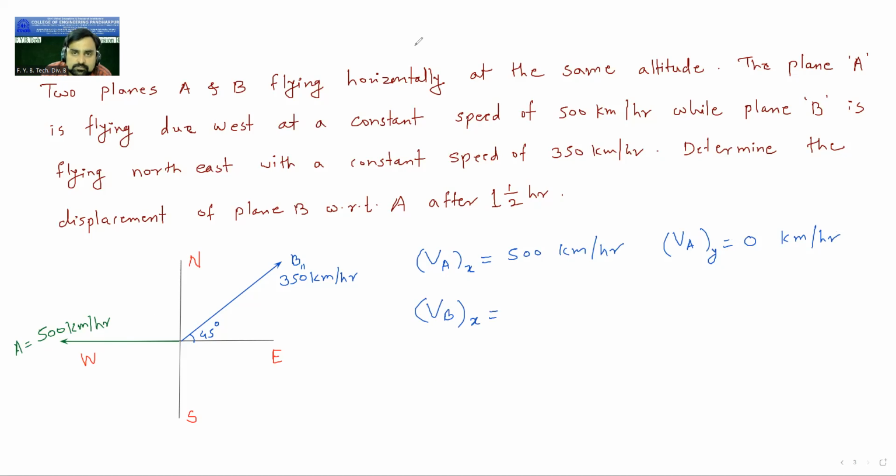Then here VB, the velocity of this B in the x direction. So now if you resolve this velocity, you will get two components. One is in this direction and the other component is in the upward direction over here. Okay. So what is now VBX? So this is VBX. It is 350 cos of 45. So this is 350 cos of 45. So how much is it?